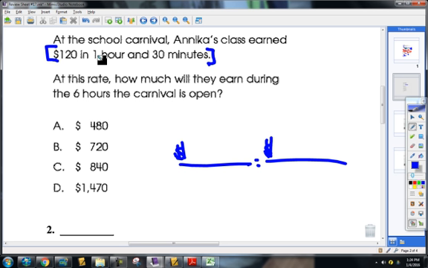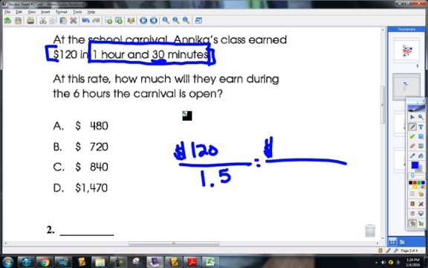You've got to convert this. It can happen 2 ways. You can either convert it to hours or you can convert it to minutes. So if I were going to convert this to hours, I know that that's 1 whole hour, and then 30 minutes would be half of another hour. So you could do it like that and then do 120 and then just put your real information on there. 6 hours. Like that. And then just cross multiply divide.